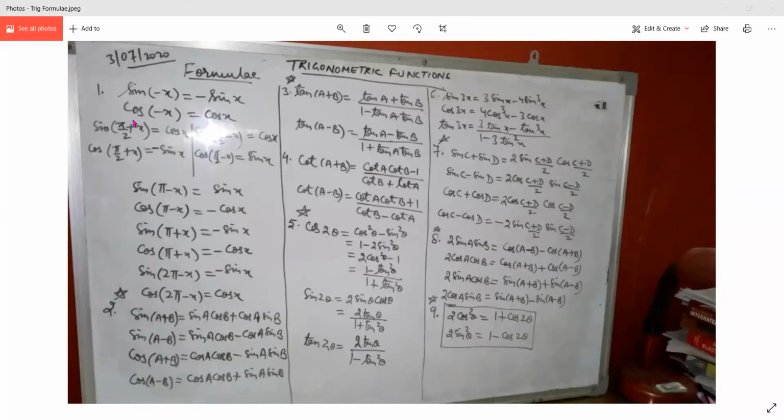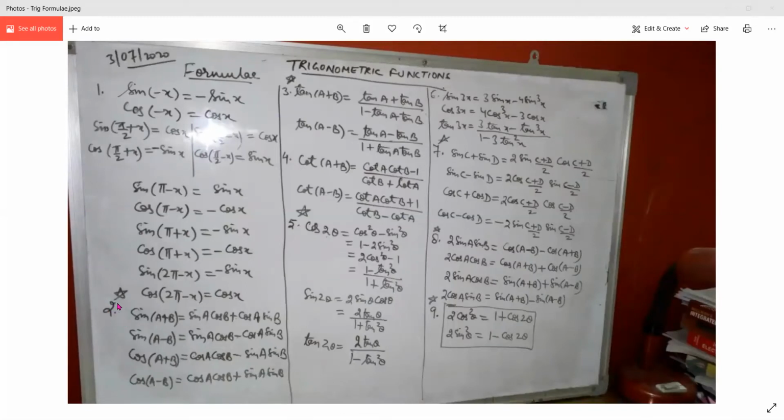Like sine minus x equals minus sine x, this we have just done when we did our conversions. Cos minus x equal to cos x, sine 90 plus x equal to cos x, cos 90 plus x equal to sine x. These are all conversions up to here, that is cos 2 pi minus x equal to cos x. The main formulas that we have to learn here is this set, which is very, very important.